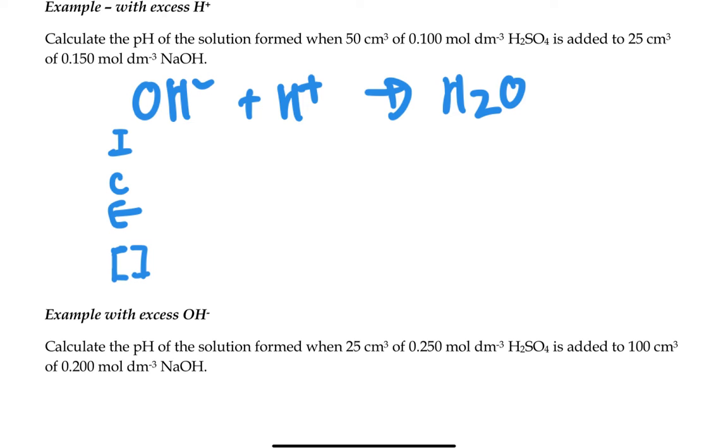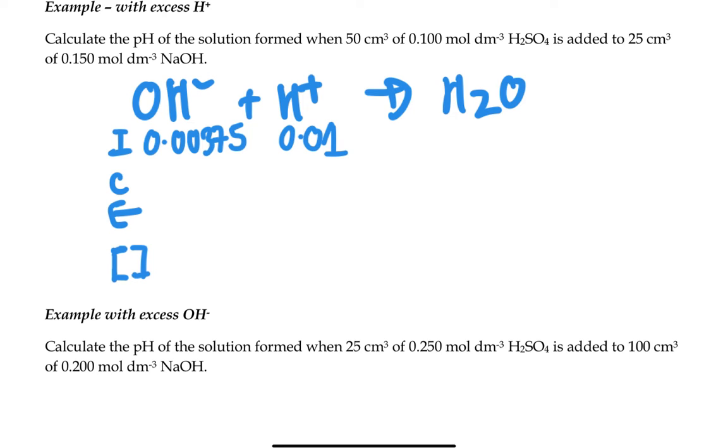Now my initial moles of hydroxide and hydrogen ions are found out from just doing n equals CV. Moles is concentration times volume, obviously converting volume into decimeters, and taking into account the fact that we've got sulfuric acid, H2SO4, which is dibasic. It releases 2 H plus ions, obviously unless we're told otherwise. That means initially that I've got 0.00375 moles of OH minus and 0.01 moles of H plus. So my H plus is in excess and my OH minus is a limiting reagent in this case.